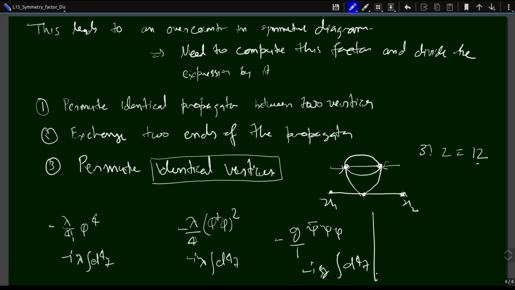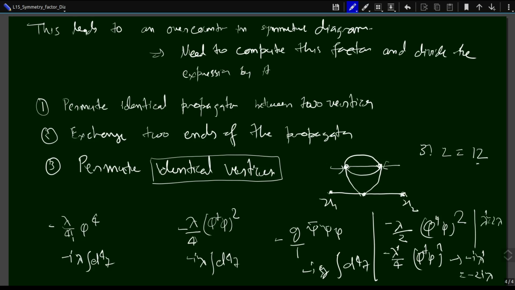d4z. Okay, now suppose I had minus lambda by 2, phi dagger phi whole square, then what factor will sit in the Feynman rules? Well, what I can write this as is minus lambda prime by 4 and phi dagger phi whole square, giving me minus i lambda prime in the Feynman rules, but lambda prime is nothing but 2 times lambda, which is equal to minus twice i lambda. Here you can say lambda prime is twice lambda. That's how I wrote it.